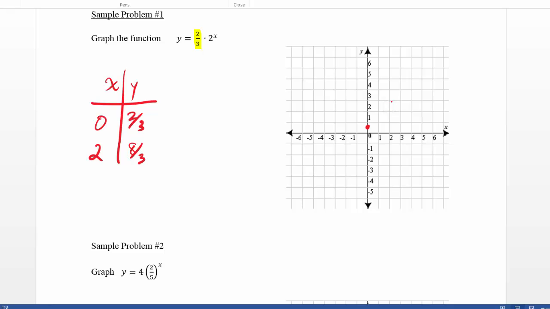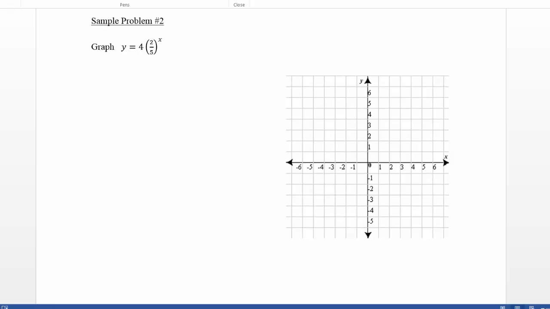And because I know that this is going to be an exponential growth function due to that 2, so I know that that's growth, I know that I'm going to have an asymptote here, and then it's going to build up from there. And so that's a pretty good representation of this particular graph.